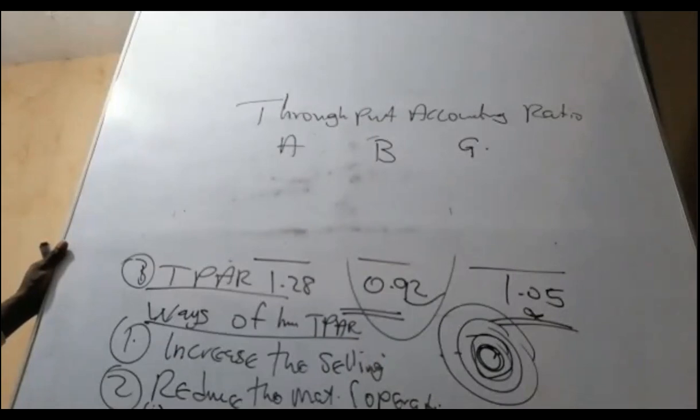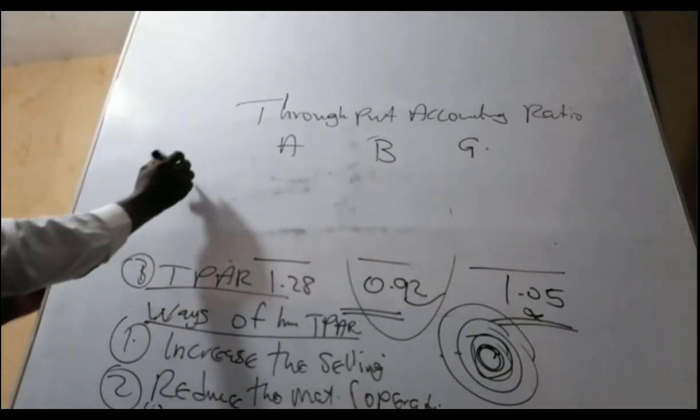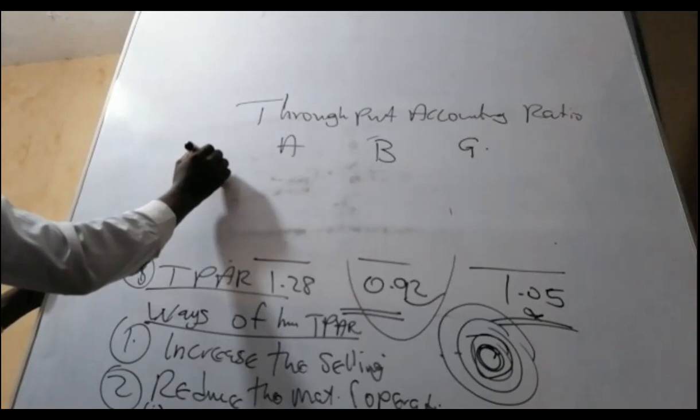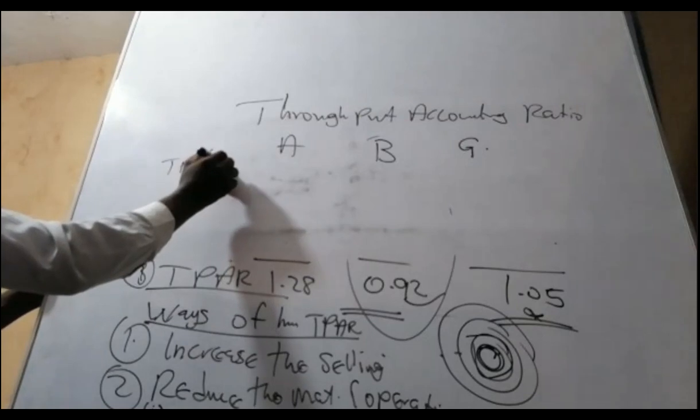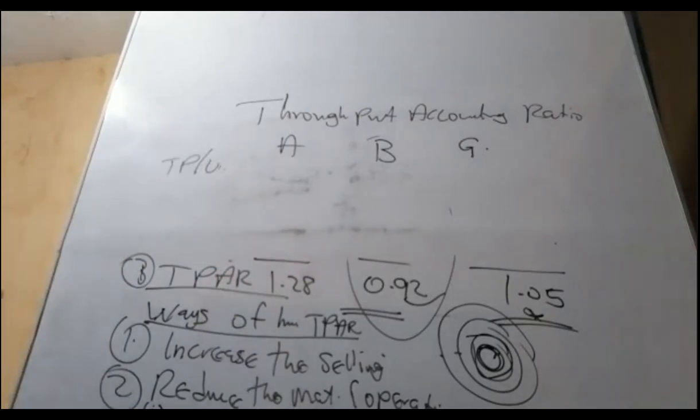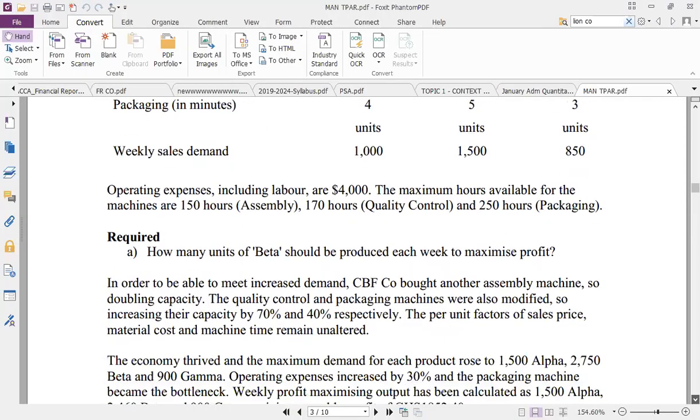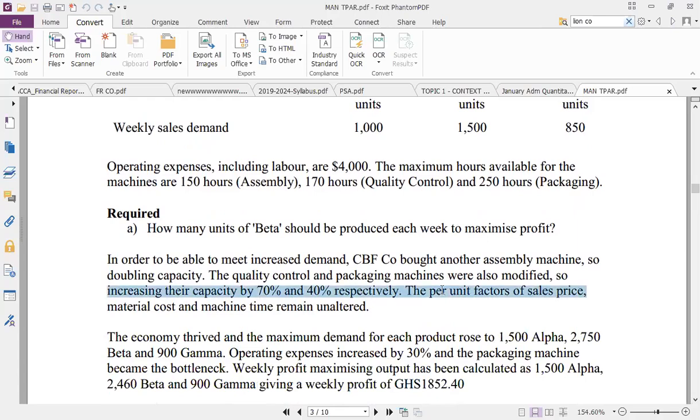What I did, the latter part wasn't part of the question. It was the intuition. So first, I need a throughput. So they are giving me throughput per unit. I'll start from throughput per unit. Why? Because in the question, they stated clearly that per unit factors of sales price and material costs are unaltered. So that means sales minus material costs are the same. So throughput is going to be the same.